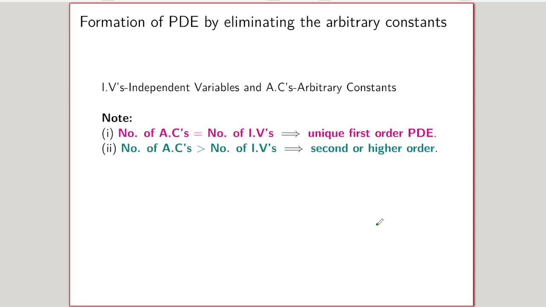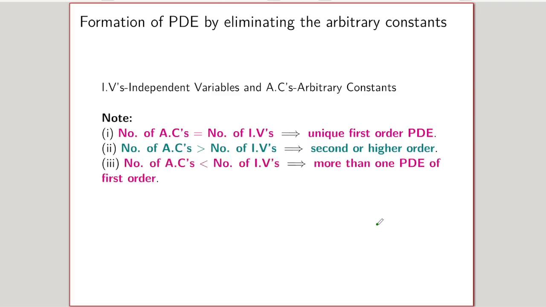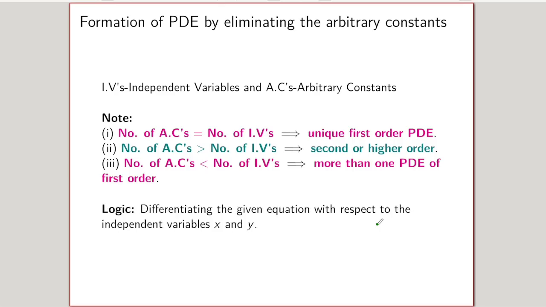Second one, if the number of arbitrary constants is greater than the number of independent variables, then we will be obtaining a PDE of second or higher order. Third one, number of arbitrary constants less than number of independent variables means more than one PDE or of first order. So the logic is, we have to differentiate the given equation with respect to the independent variables x and y.